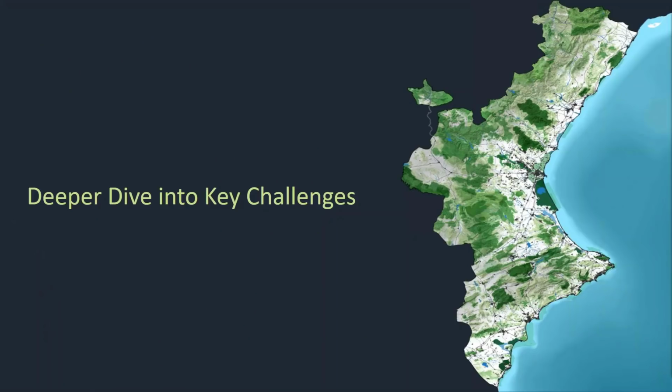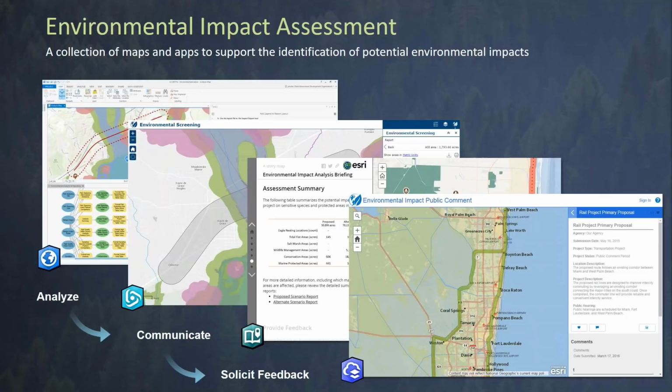Okay, so now that we've set some context, let's take a deeper dive into the actual main topics for today. So starting with environmental impact assessment, there are many ways, of course, that GIS can support these kinds of efforts. The environmental impact solutions that are available, which you can see screenshots of on the screen, are a series of integrated maps and apps that support the identification of potential impacts for really any planned or proposed activity on the ground, or even for things like evaluating potential private land easements.